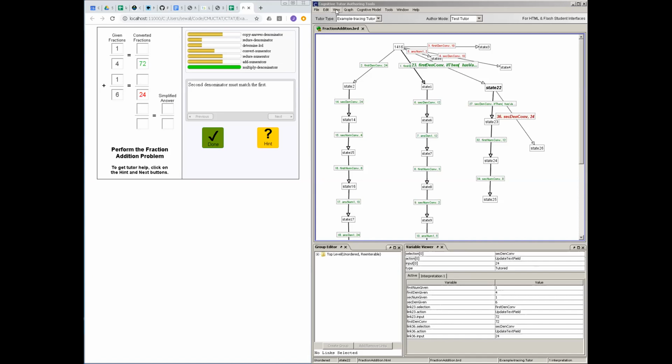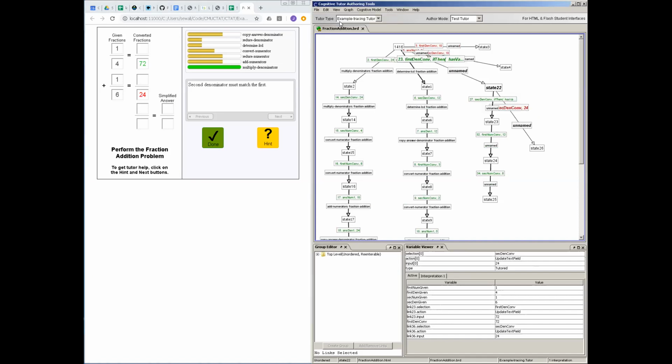The graph can be annotated with skills, and that's what's determining these skill bars here. And that lets you track at a fine-grained level what the students are doing. I think I'll stop there. There are other features that I could show, but I don't want to take up more time. So thanks for the chance to show some of this.